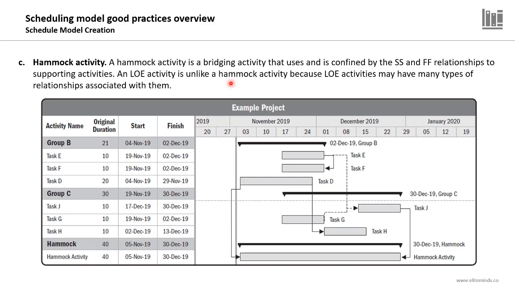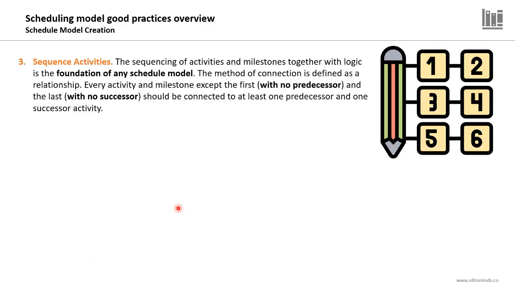A hammock activity is a bridging activity that uses and is confined by start-to-start and finish-to-finish relationships to supporting activities. So hammock activities are only confined to 2 types of logical relationships, start-to-start or finish-to-finish. A level of effort activity is unlike a hammock activity because the level of effort may have many types of relationships associated with it. So here is an example of a hammock activity that is linked with a start-to-start relationship and a finish-to-finish relationship. At the same time, it's only a supporting activity. This is the third exception.